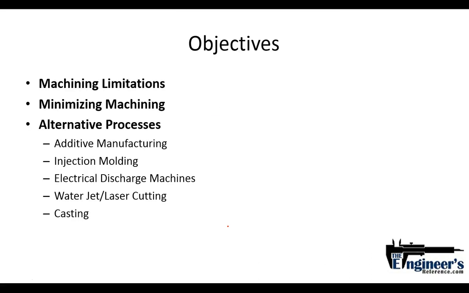Now, what are we looking at in this section? The objective is to look at machining limitations. This project that you have for this class has been primarily a machining project. There has been some grinding, and there's been assembly for design for manufacturing assembly, but the process that we've looked at has been primarily machining. So we're looking at, if we could minimize some of the machining, what other alternative process could we use?